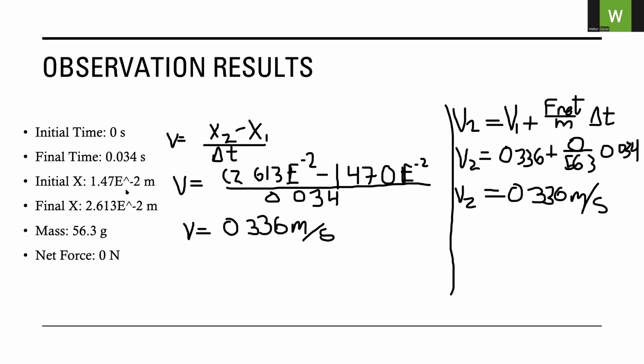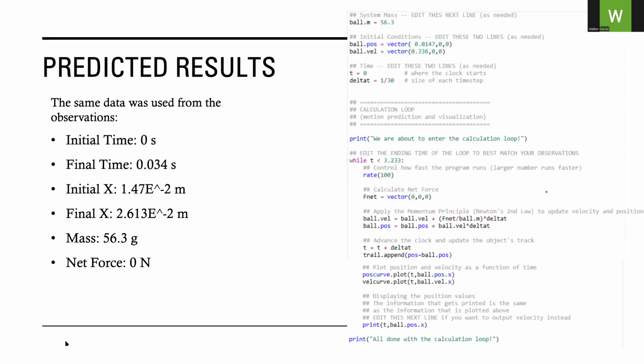And plugging all this into our velocity formula first, we get 0.336 meters per second. And then we use this as our initial velocity and plug it into our velocity update formula. And we get the same number because plugging our net force of 0 into the equation just yields the same velocity. And then here are my predicted results. I used the same data from the observed, and we can see that mass goes here. This is where our vectors are for position and velocity. And then finally, this is where all the math happens.